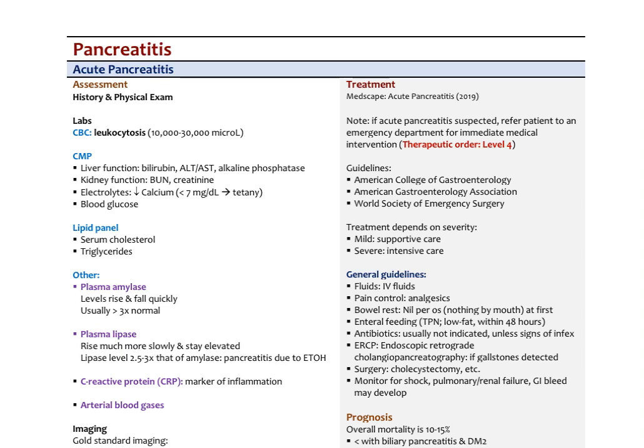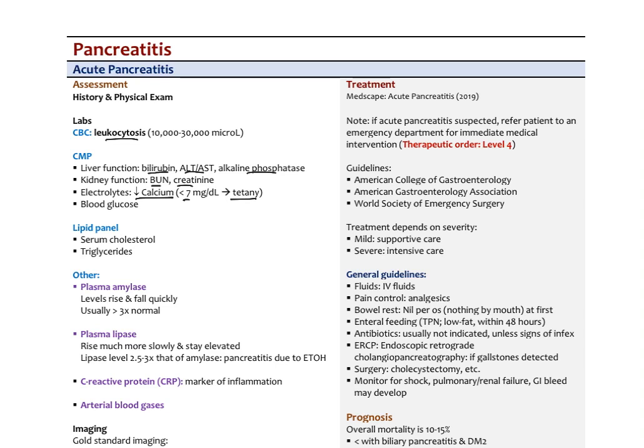But what they're going to do there is look at a CBC, see how elevated the white cells are, check the liver function test, bilirubin, liver enzymes, alk-phos, check kidney function, BUN, creatinine, check the electrolytes, especially for hypocalcemia. Normal calcium levels are 8.5 to 10.5 milligrams per deciliter. When it gets under 7, the person's at a much higher risk for tetany. And so that's a medical emergency to correct.